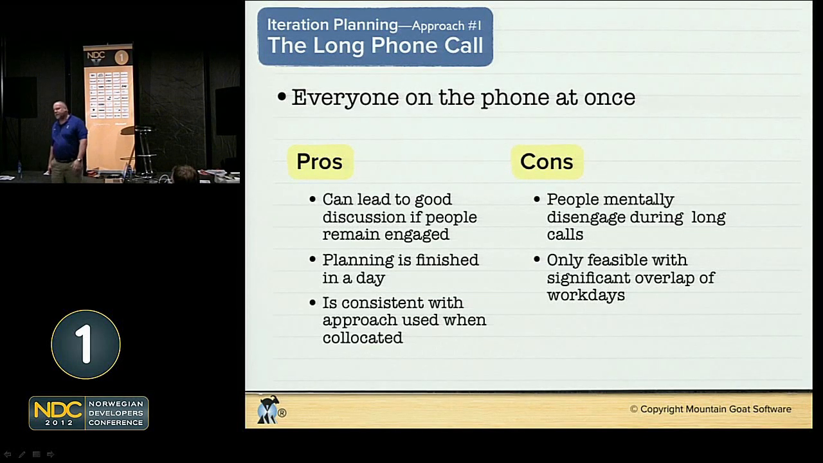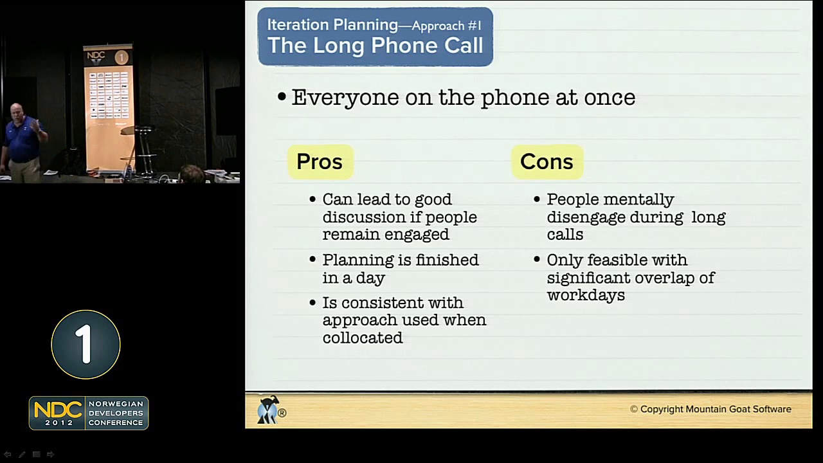Oslo and California, 9 hours apart. This one's going to be pretty tough. So we may not be able to do this. I'm not going to go through all the pros and cons here. All these slides are on my website. You can download the pros and cons. You can imagine most of the pros and cons with something like this, getting everybody on the phone for an iteration planning meeting. Not going to work for a long meeting.